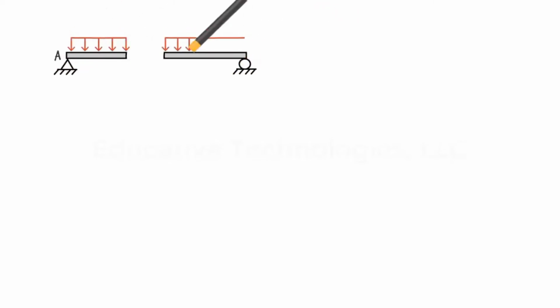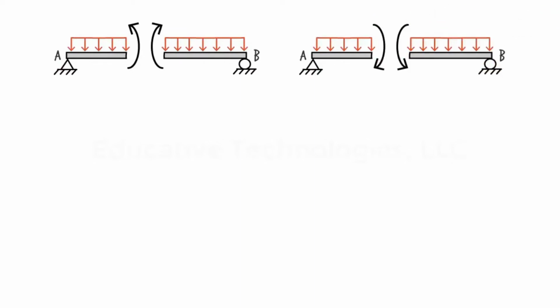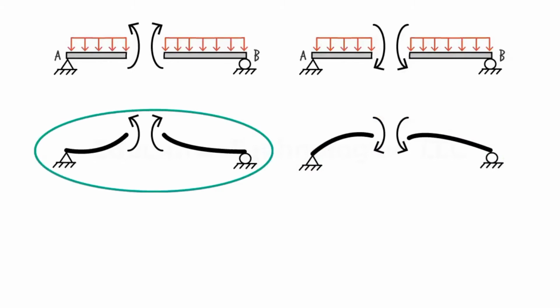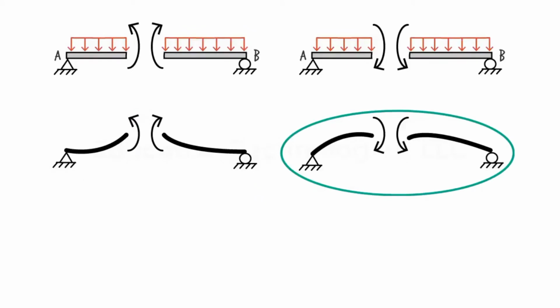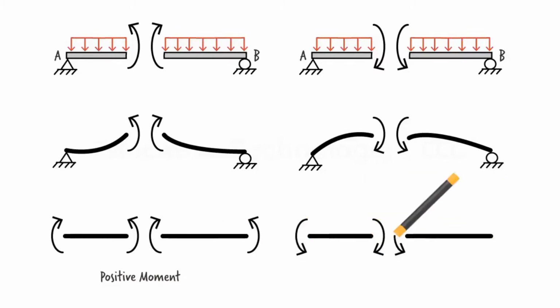Similarly, when we cut the beam, the internal bending moment can be drawn either like this or like this. In the first scenario, the bending moment tends to cause a concave up deformation like this. In the second scenario, the beam segments tend to deform concave down like this. A positive moment tends to cause a concave up bending in the beam. A negative moment tends to bend the beam concave down. Therefore, this is considered a positive moment, and this is a negative moment.